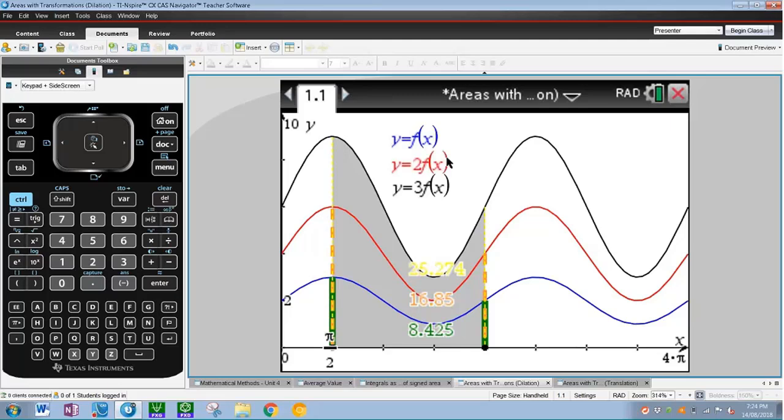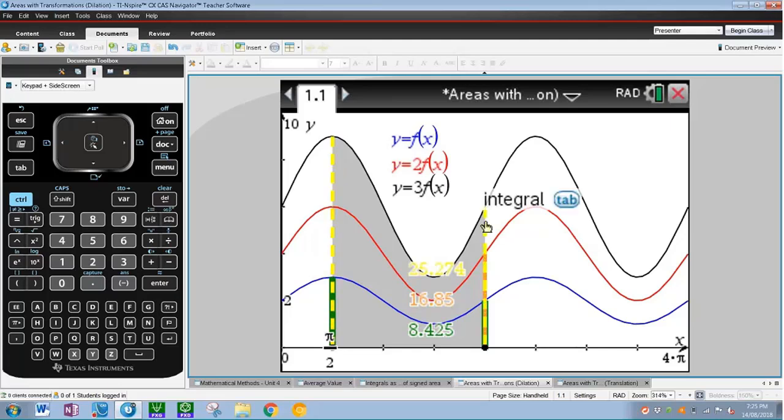So if you dilate the blue graph by a factor of 2 from the x-axis, you end up with y equals 2f(x), and the area, which is given by the orange walls, as you can see there, is 16.85 approximately, which if you double the green area, you can see that that is what you get. If you look at approximations, of course, in the first order. And then likewise, if you go to the third one, which is the black sine graph there, that is 3 times the blue one. And as you can see, that is given by the yellow wall there.